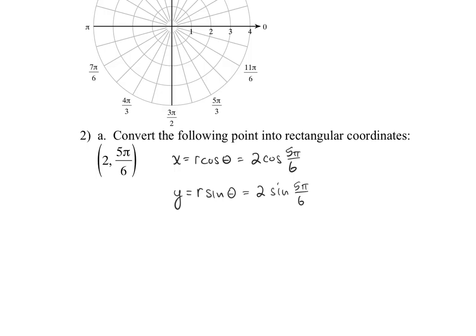Well, the cosine of 5 pi over 6 is negative root 3 over 2, so 2 times negative root 3 over 2. And then at 5 pi over 6, sine of 5 pi over 6 is 1 half. So this is 2 times 1 half. The point in rectangular coordinates turns into negative square root of 3, comma 1.